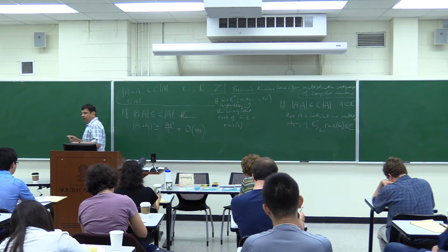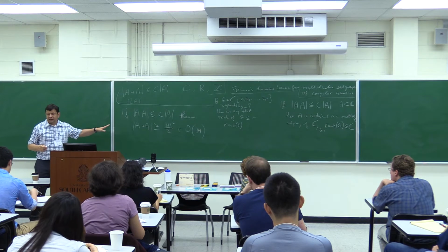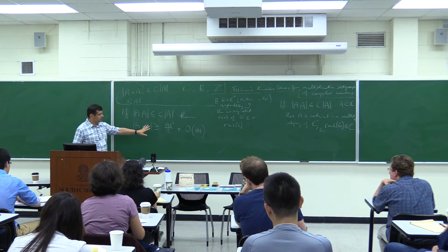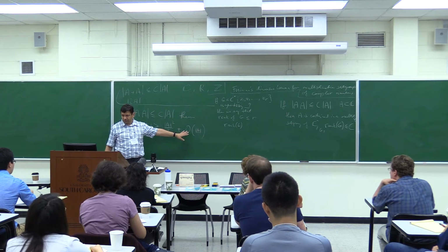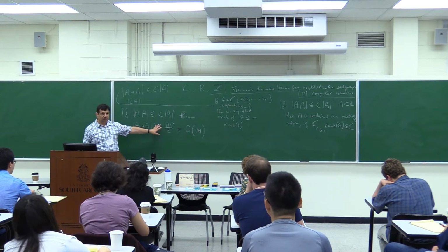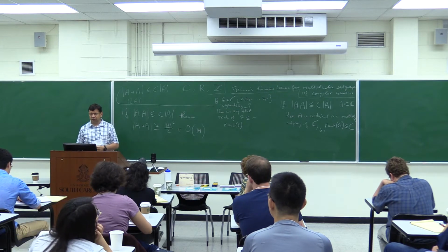So if the product set is that small, then the sum set is as large as it gets. There is this linear error term. I mean, linear in the size of A, but otherwise it's like every pair has a different entry. Okay?